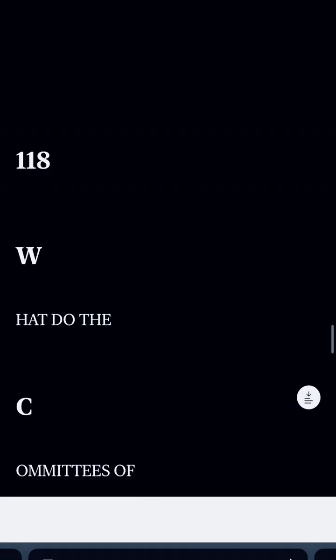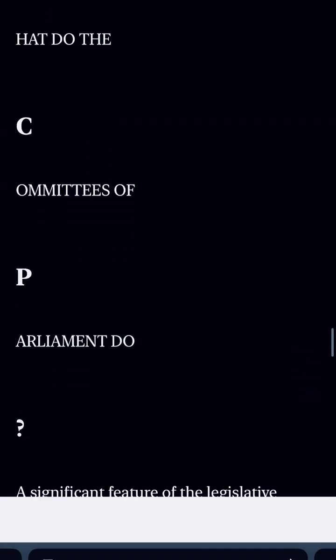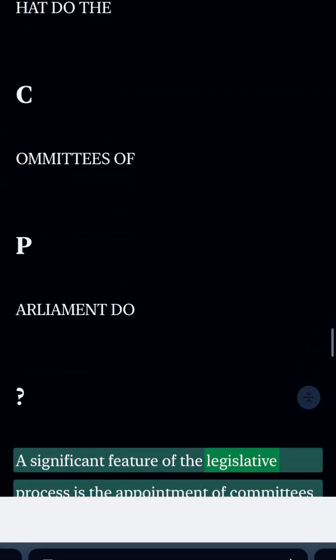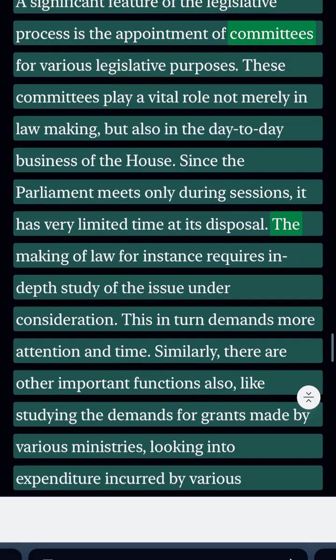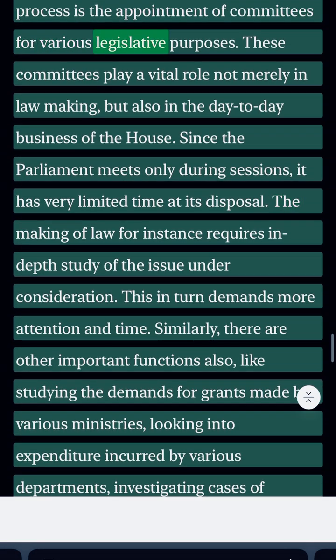Committees of Parliament. A significant feature of the legislative process is the appointment of committees for various legislative purposes. These committees play a vital role not merely in lawmaking, but also in the day-to-day business of the House. Since the Parliament meets only during sessions, it has very limited time at its disposal.